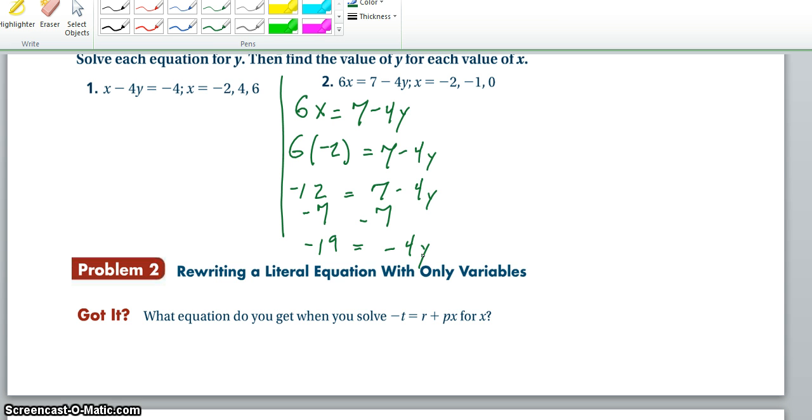And that is not very fun. So I would divide by negative 4 on both sides. I'm kind of out of space here. But you'd get negative 19 over negative 4, which the negatives can cancel out, and you can get 19 over 4, which is just shy of 5. So it'd be 4 and 3/4.